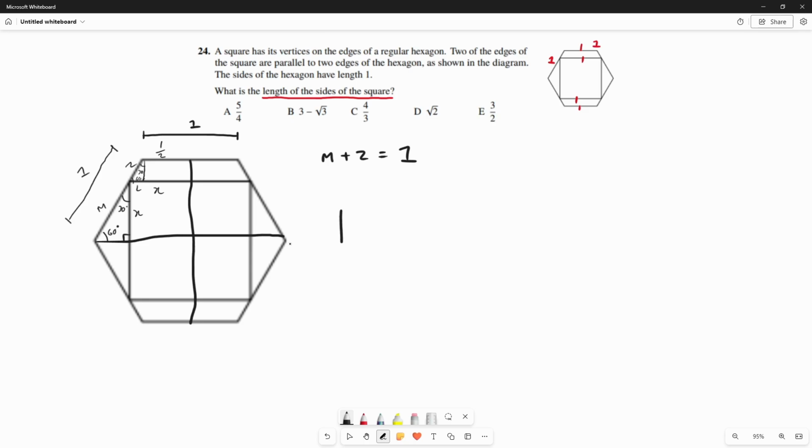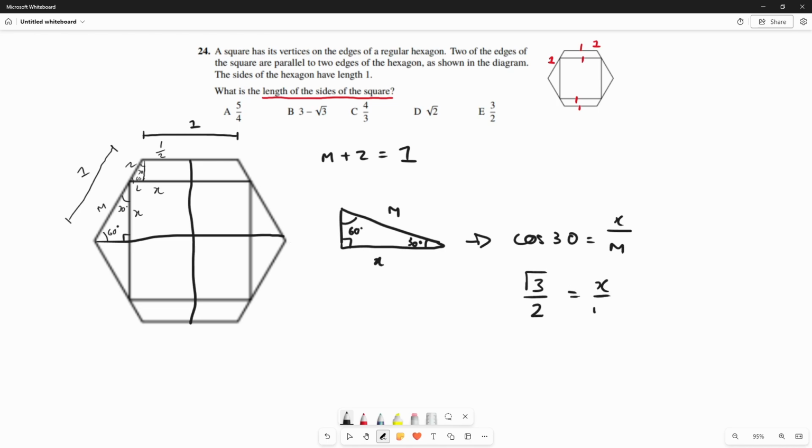So let's draw out one right angle triangle first with M. We've got M, x, 60 degrees and 30 degrees. From this we can work out that cos 30 equals adjacent, which is x, over the hypotenuse, which is M. Remember, cos 30 is root 3 over 2. That equals x over M, and we can just write that as root 3 over 2 M equals x. So we've got one equation for x.